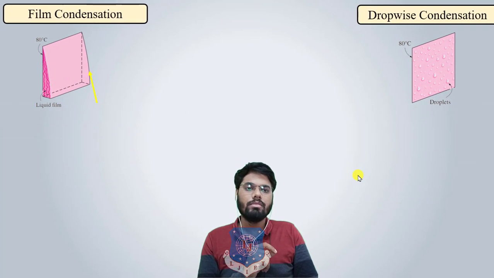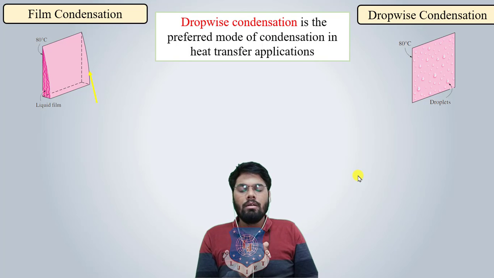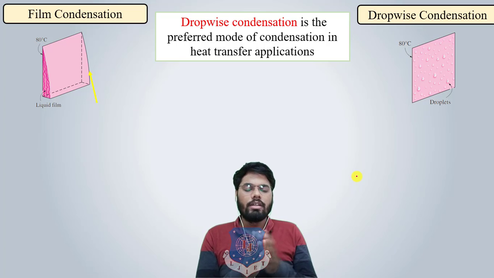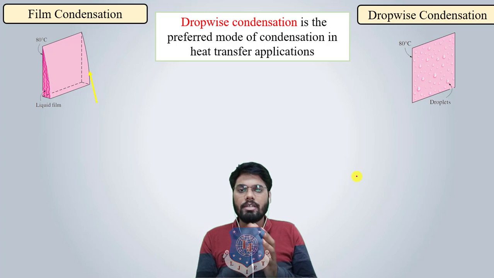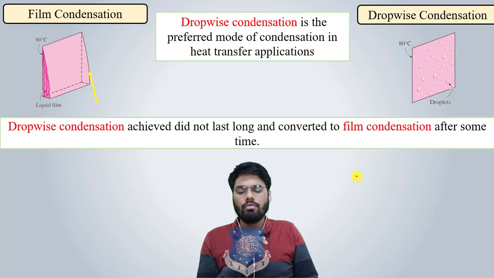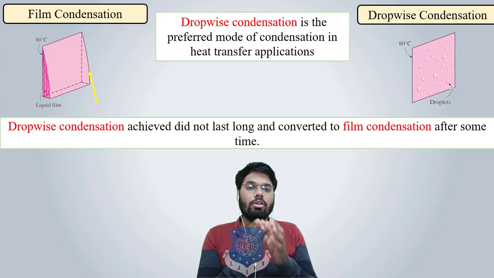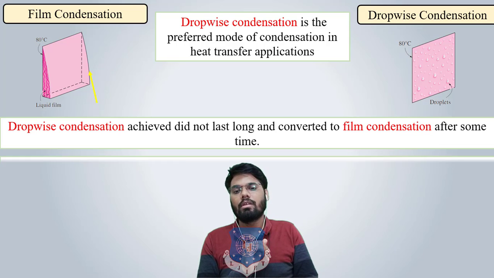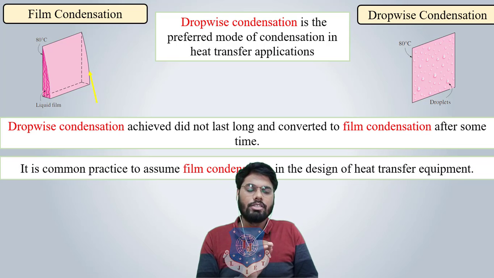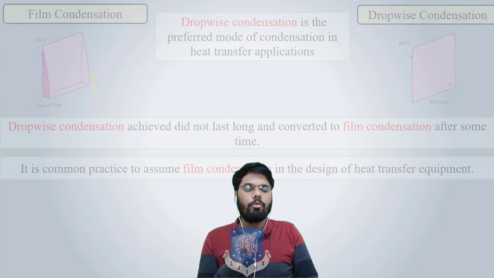So, in conclusion, drop-wise condensation is the preferred mode of condensation in heat transfer applications, but it is complicated to achieve. Drop-wise condensation, once achieved, does not last long and converts to film condensation after some time. It is common practice to assume film condensation in the design of heat transfer equipment.